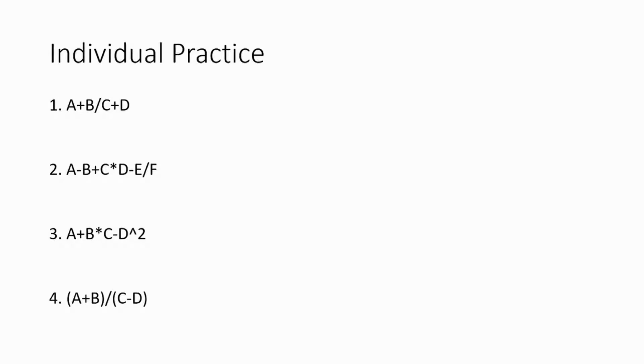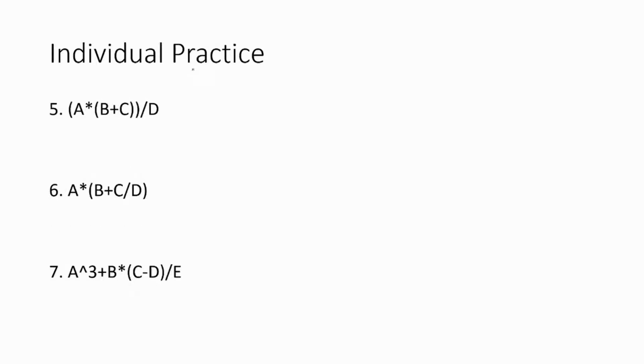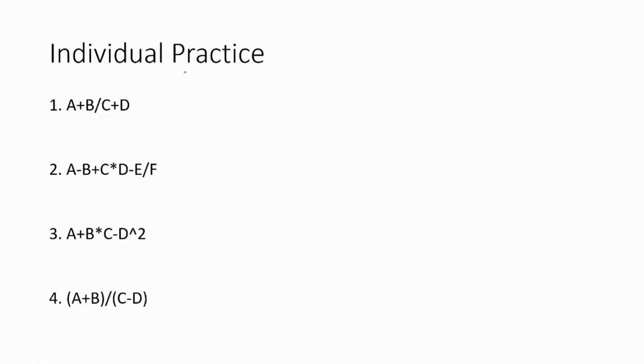Alright, so how did you do? Let's see. In problem number 1, what would be the first thing I do? B divided by C. So I place the division symbol in front of the B and the C. What's my next one? Well, all I have is addition left, so I go from left to right. So I'll be doing this addition first.